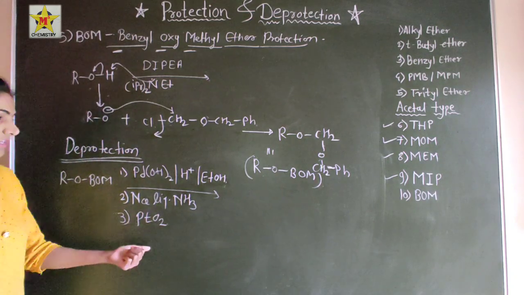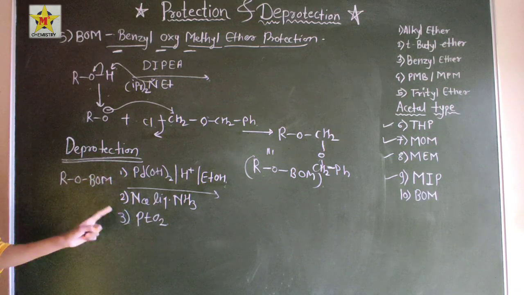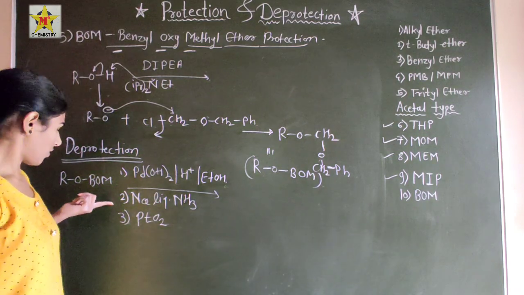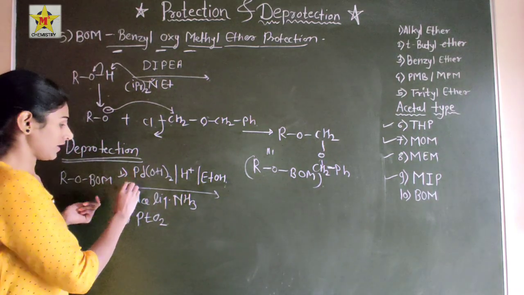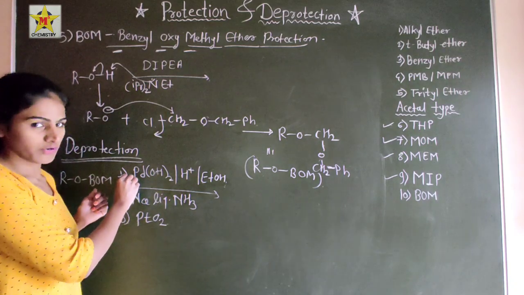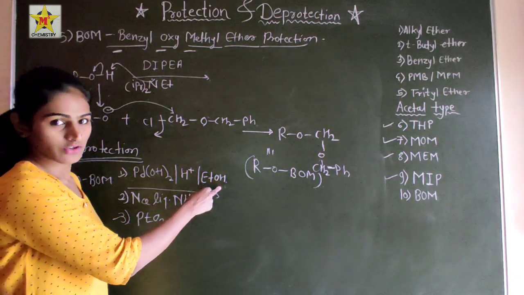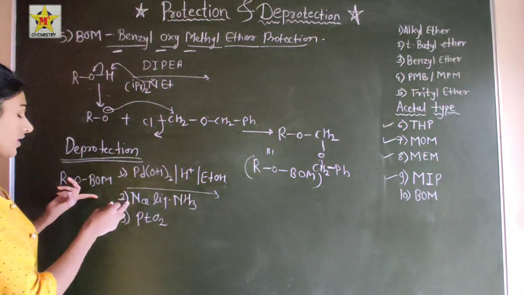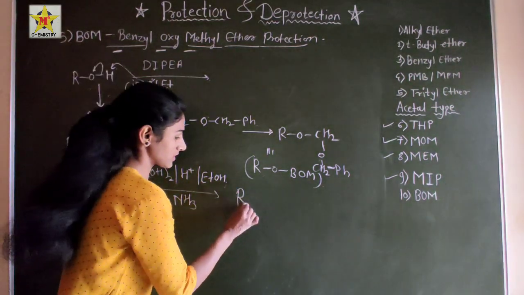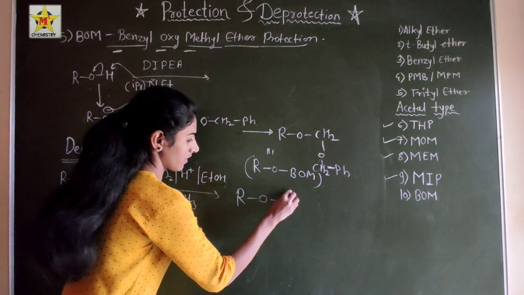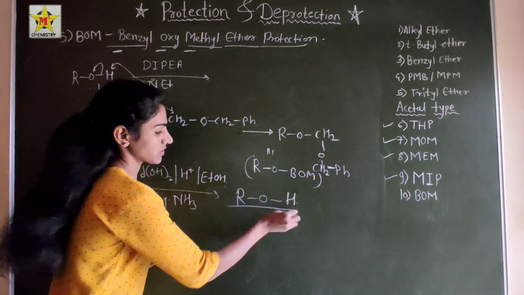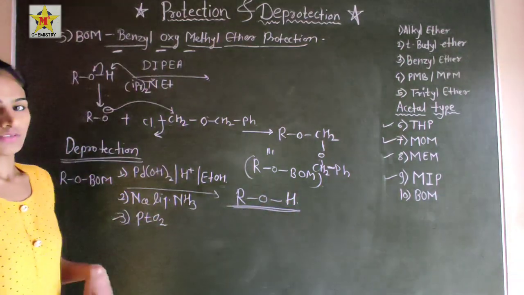PtO2, that is Adams catalyst. By these three ways we can deprotect this BOM reagent, 1, 2, 3, and this is selectively used for deprotection in presence of Pd(OH)2, H plus, EtOH. This BOM reagent is easily deprotected and forms alcohol again.